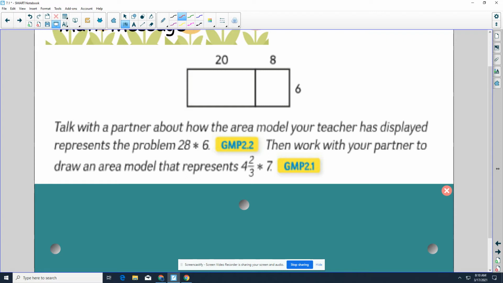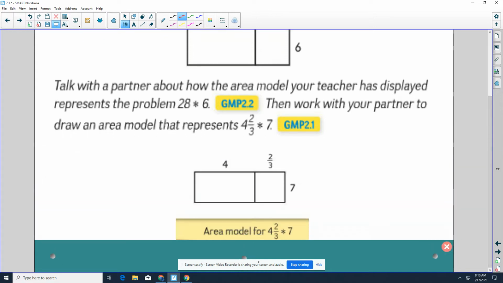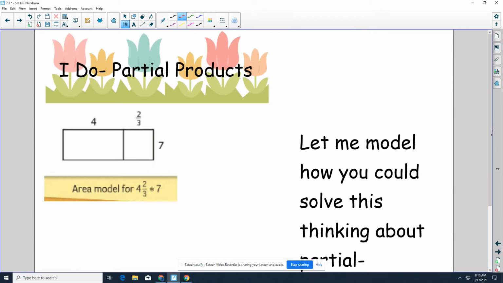You can see here, I split up the 28 into tens and then ones. And over here, I just was multiplying it by a digit in the ones place. So I split it that way. So let's try 4 2/3 multiplied by 7. So let's look. What we did here, we had a 4 in the ones place, and then 2/3 in the fraction part multiplied by 7. Now, I can actually use that model to help me multiply my mixed number by a whole number. So we're going to look at that.